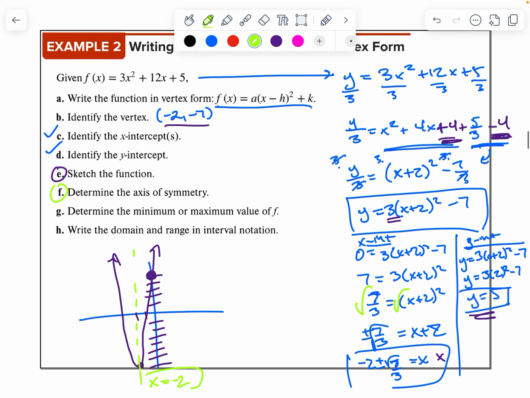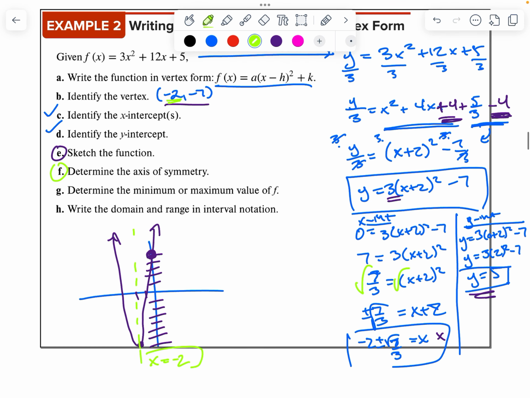That's your maximum value as well. So this right here is your maximum value. That right there, the (negative 2, negative 7). So the minimum, I'm sorry, this is a minimum because it's at the bottom. The minimum is negative 7, and that occurs at x equals negative 2.